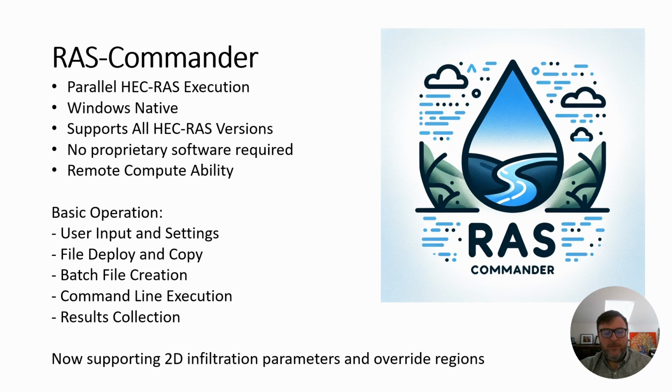So the basic operation of these scripts is we've got our user input and our settings. The script does a file deploy and copy to copy all the HEC-RAS projects out to different machines and different locations, creates batch files, command line executes those batch files, and then performs the results collection. This also is now supporting 2D infiltration parameters and override regions, which are fun. We'll cover that in the next video. This video is going to cover 1D HEC-RAS modeling.